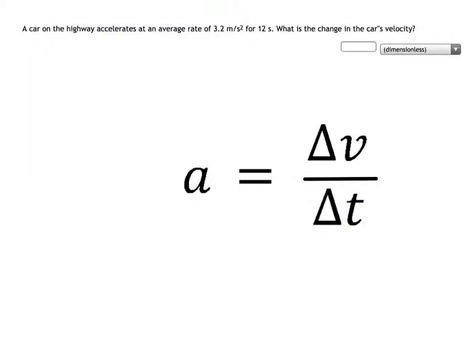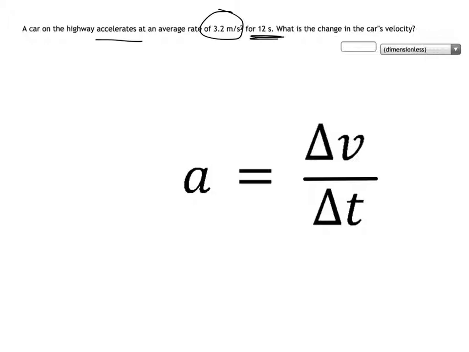Alright, here we go. Example 2, read the question first. Okay, so let's see what information they gave us. They gave us the acceleration of 3.2 meters per second squared, and they gave us a time interval of 12 seconds. We want to know the change in the car's velocity. So here is the variable we need to isolate. So let's work on doing that first.